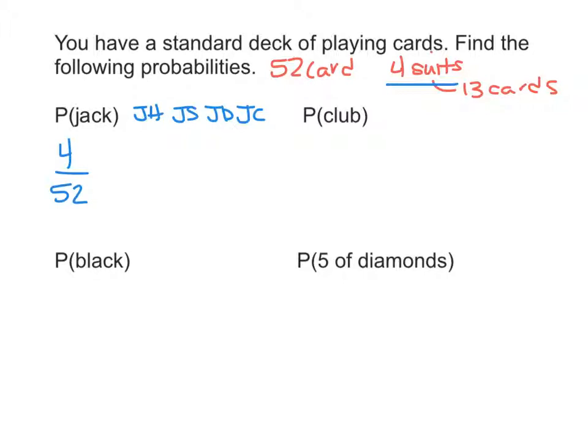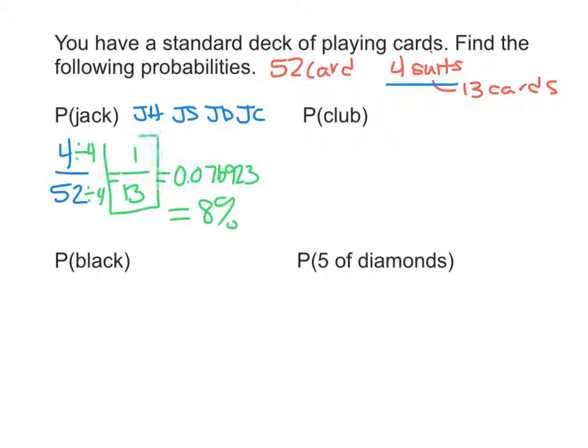Now, 4 and 52 are both divisible by 4. So 4 divided by 4 is 1, and 52 divided by 4 is 13. So this simplifies down to 1 over 13. And if you divide that, it's 0.07693, which is the same, if I move the decimal, as about, we're going to round that to 8%. So the probability of getting a jack is 1 out of 13, or 8%.